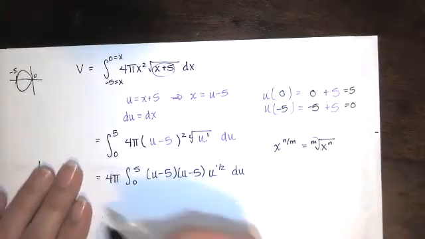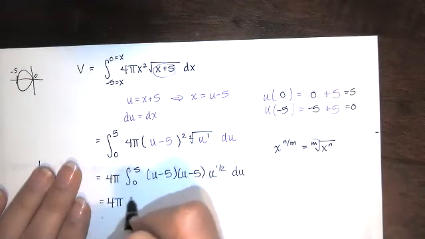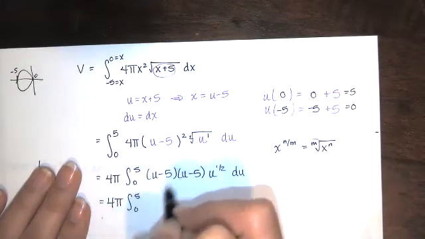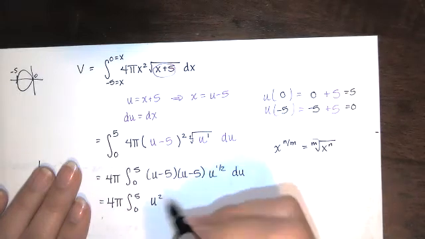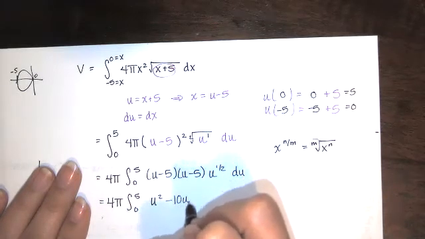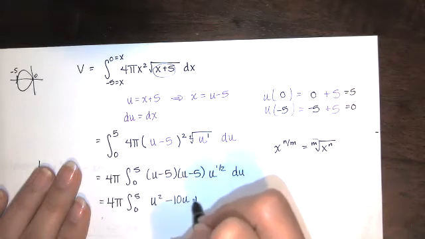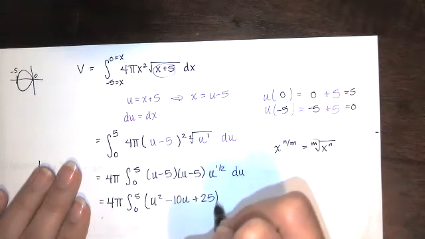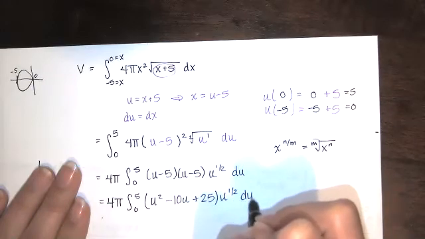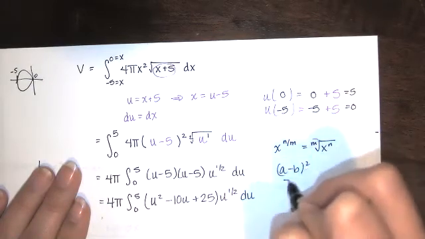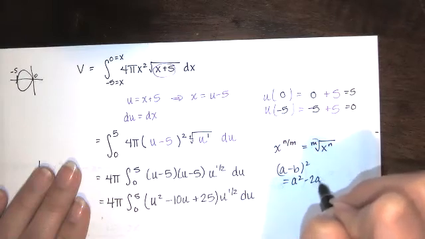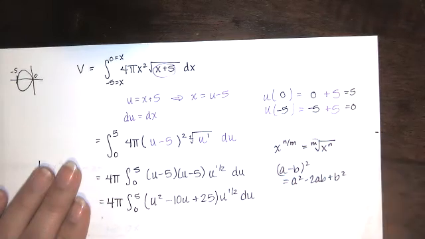I'll write this twice in FOIL. First times first is u squared. Outer times outer is -5u. Inner times inner is another -5u. So we have -10u plus last times last, which is 25. So you can do that, or you can remember this old rule from algebra. You can always apply that as well if you remember it. That just comes from writing that twice and foiling.